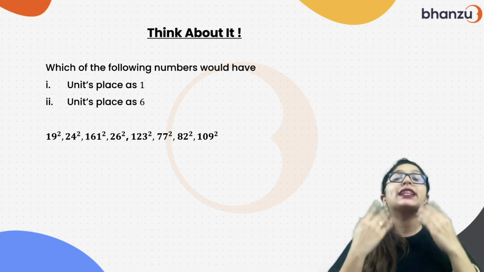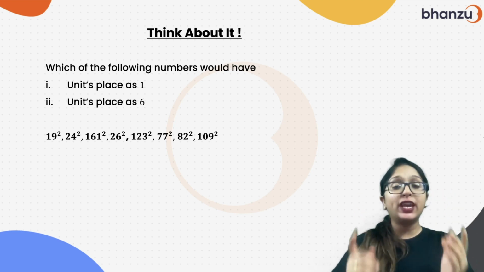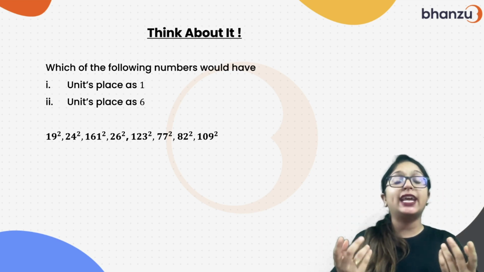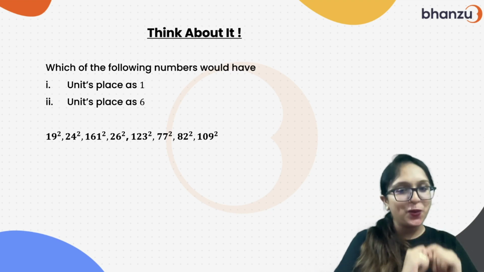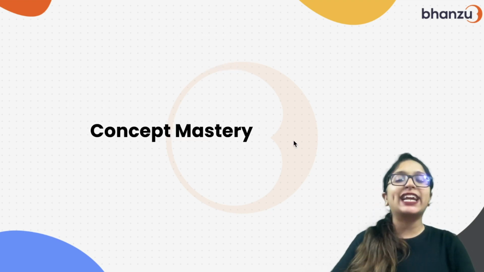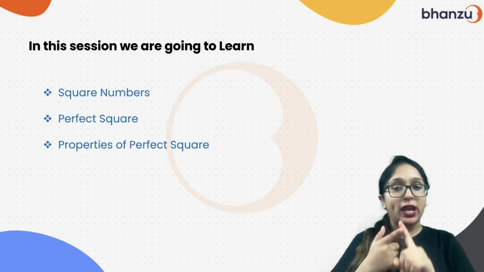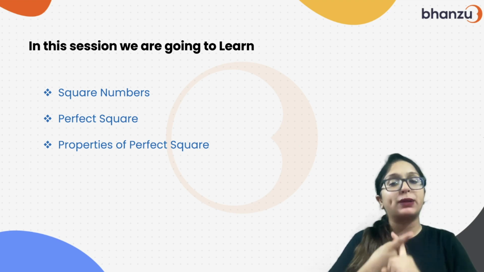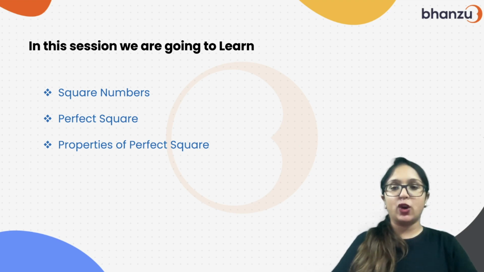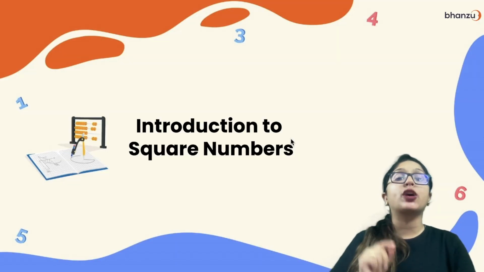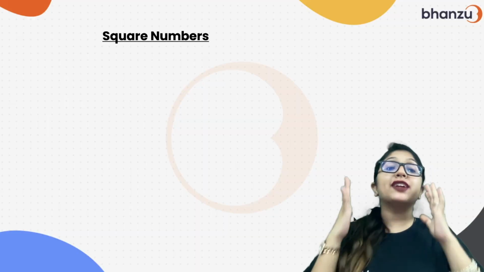If you don't know, then don't worry, because this is something we are going to master today in this video only. Okay, so let's quickly get a mastery over three things: square numbers, perfect squares, and properties of perfect squares. Now we will quickly talk about square numbers. So what are square numbers?